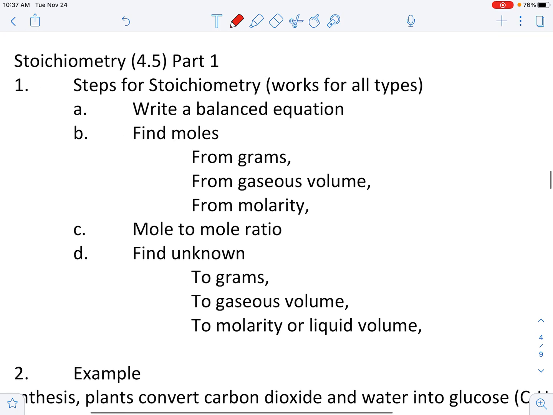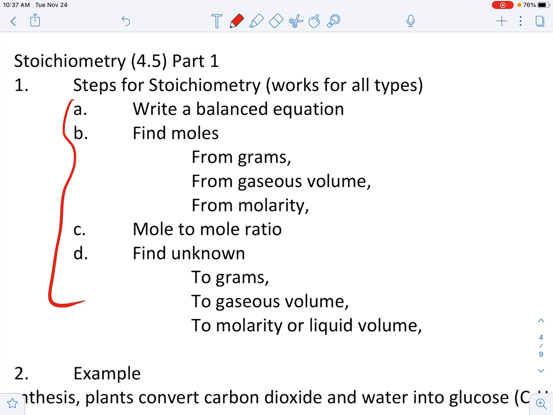Now, real quickly, these steps right here will work for all stoichiometry. These steps never change, all right? So they're your go-to when doing a stoichiometry problem. Our first step, we have to write that balanced equation, which is why the previous part has been so important. All right, our next step is we need to find moles.